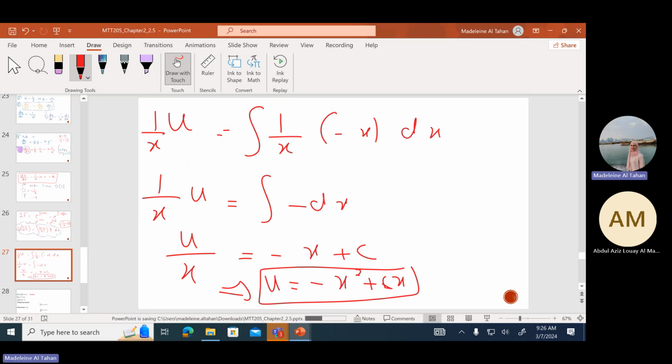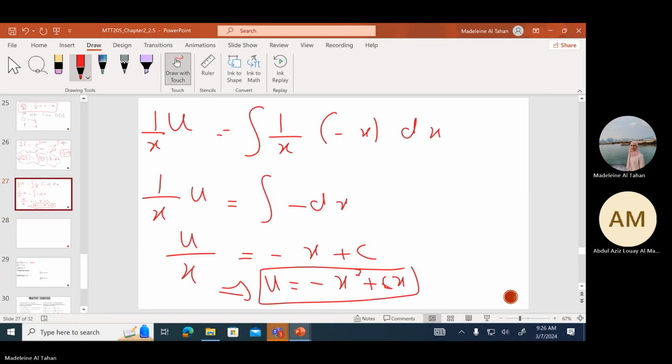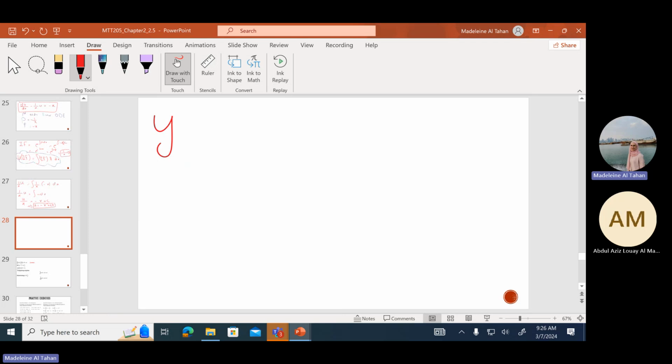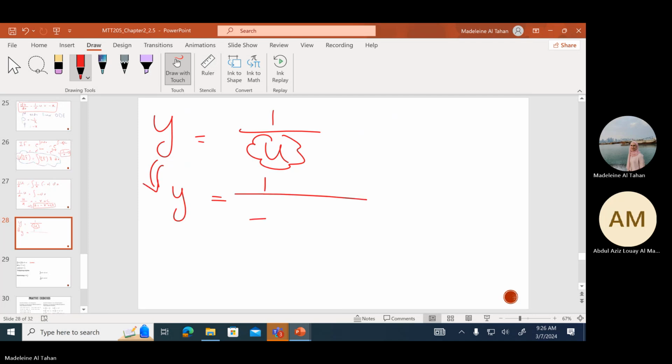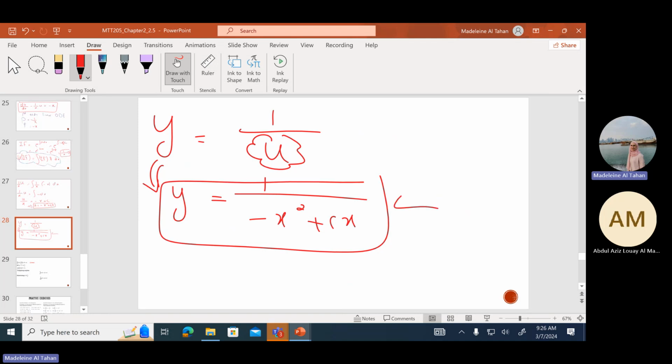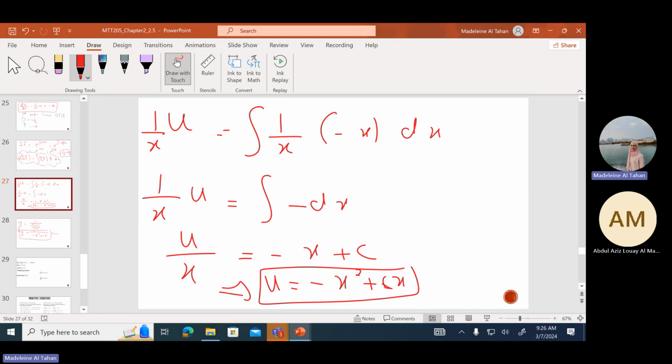Can we consider this one as our final answer? Okay, we need y, right? y was 1 over u. So now y equals 1 over u. What's our u? Now this one, can we consider it as our final answer? Okay, because we want to solve for y.